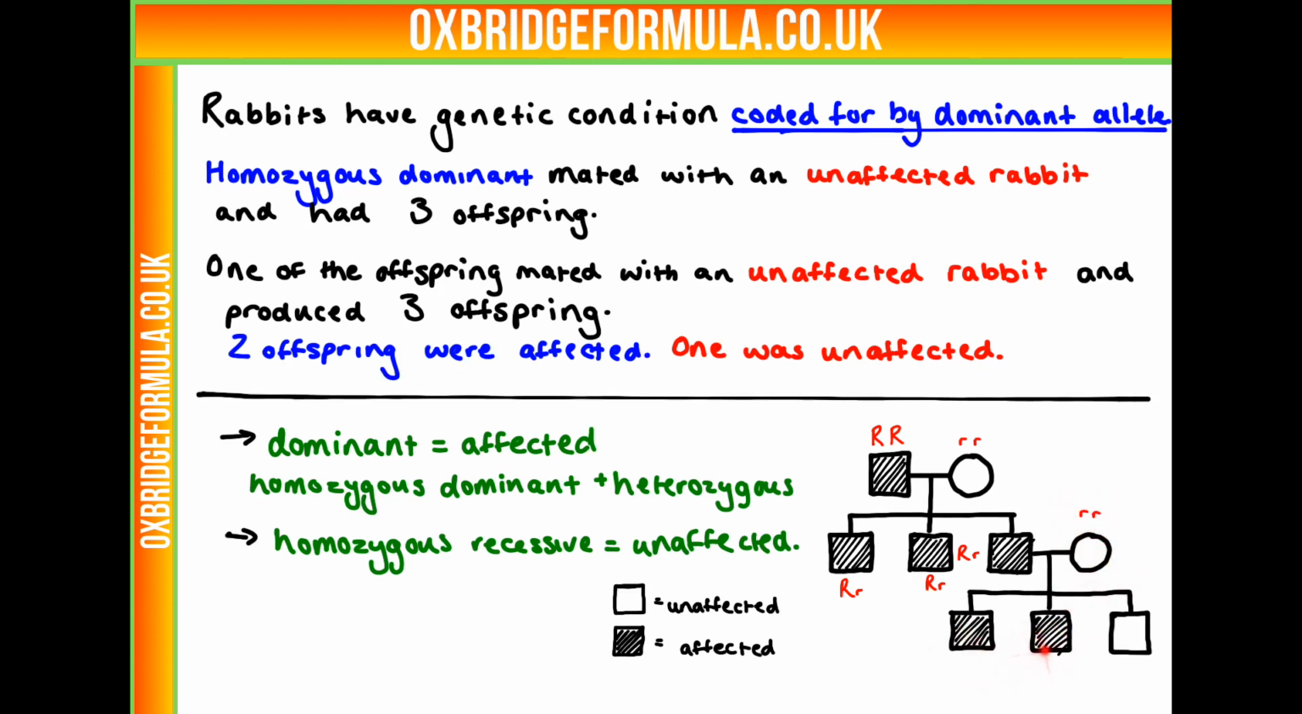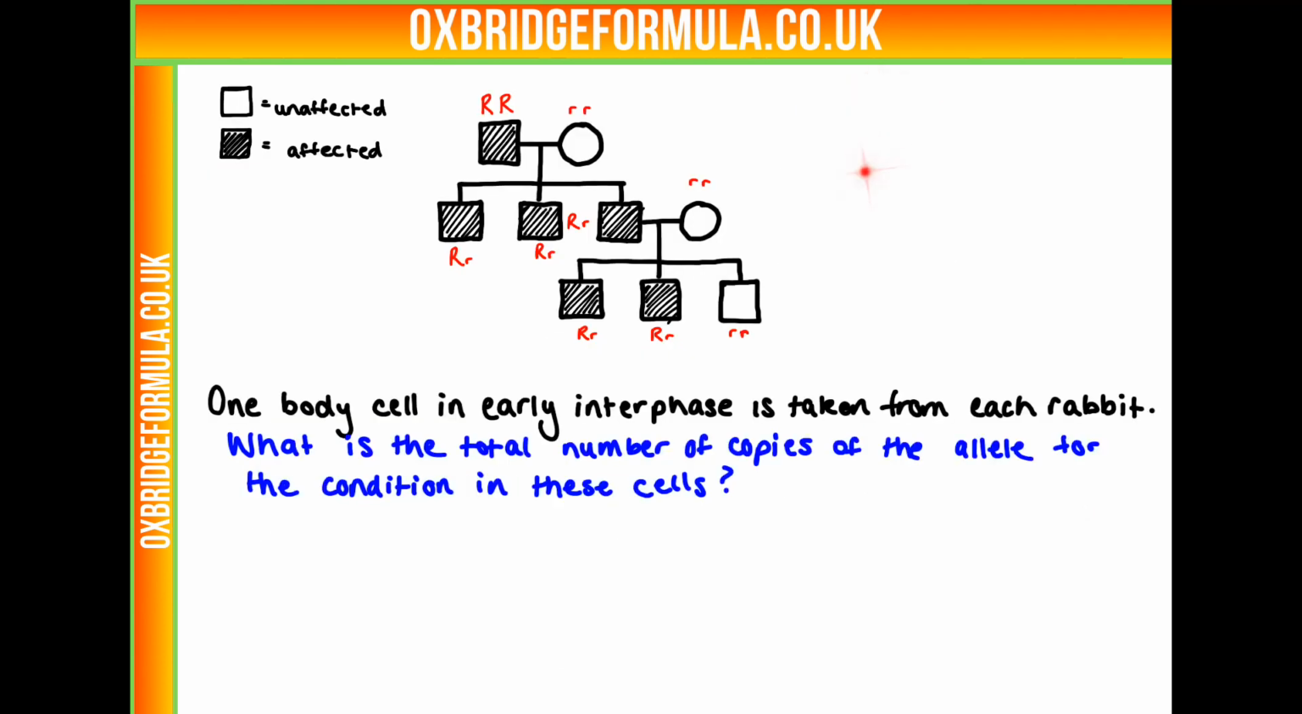And we're told that 2 are affected and 1 isn't. So 2 are going to have to inherit that one dominant there, and then the others are going to just have the recessive ones. So that is our full pedigree diagram there. So now we have our pedigree diagram, we can actually answer the question.